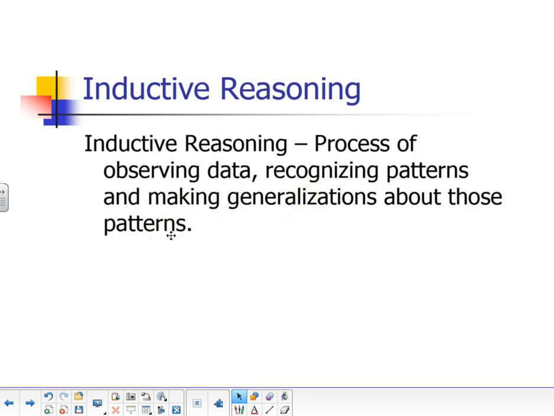This is what we do all the time. We look at things, we see how it works, and then we make some kind of generalization about that. One example of that might be like red sky at night, sailor's delight. Red sky in morning, sailors take warning. But we observe things, we make generalizations about those patterns.